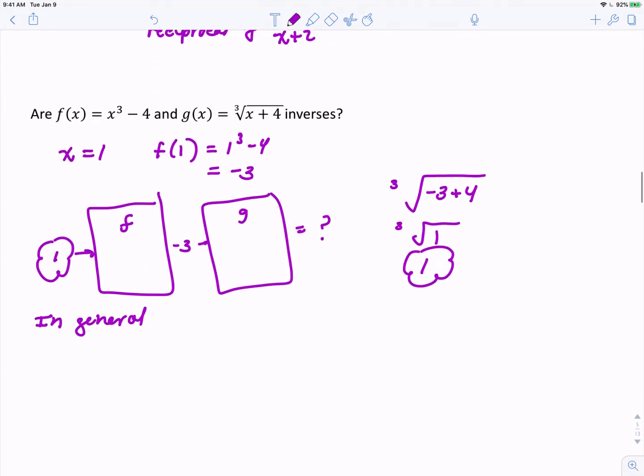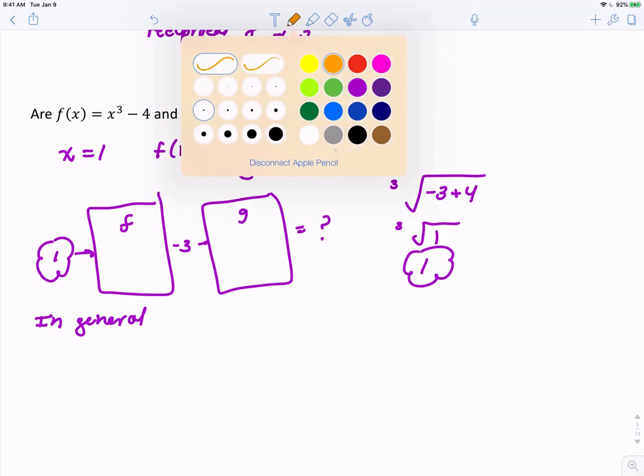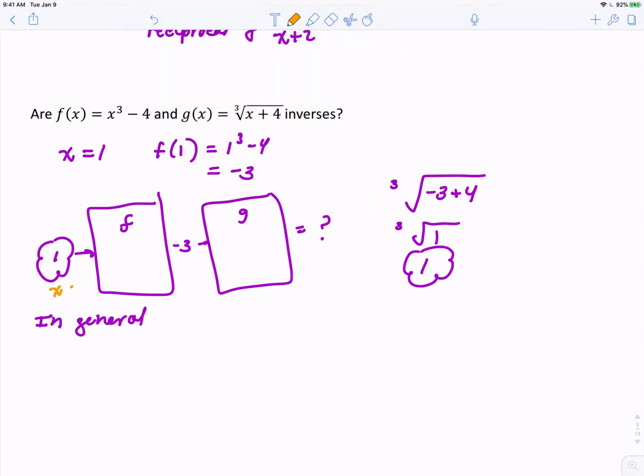So in general, now what I'm going to do is the same thing. I'm going to put in an x. If I put in an x into f, I get x cubed minus 4. And now I'm going to put that into g, and the question is, what do I get out? Can I show that's equal to x? So let's take a look at function g. So function g is equal to the cube root of x plus 4.